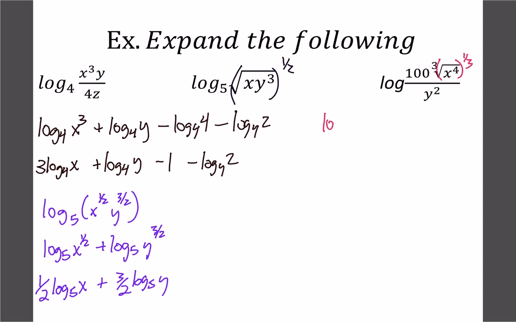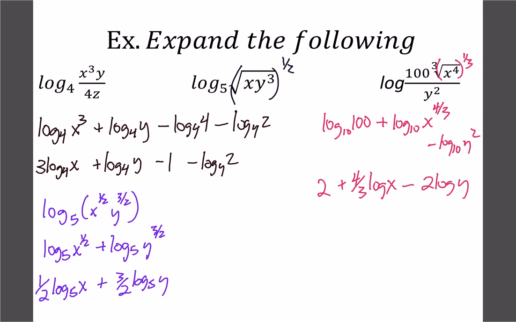So now if we break this apart, we'd have log base 10 of 100, plus log base 10 of x to the 4/3. And then we're dividing, so that'd be minus log base 10 of y squared. So just like we did before, log 10 of 100, we can simplify that to be 2. Bring the 4/3 down, so 4/3 log base 10 of x. We don't need to put the 10 in. And the last one would be 2 log base 10 of y. And that's it. Because we don't know what the x's and y's are, we can't really simplify those any further.